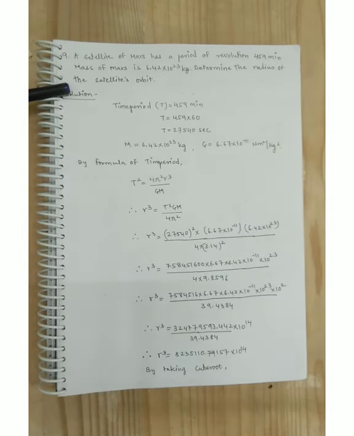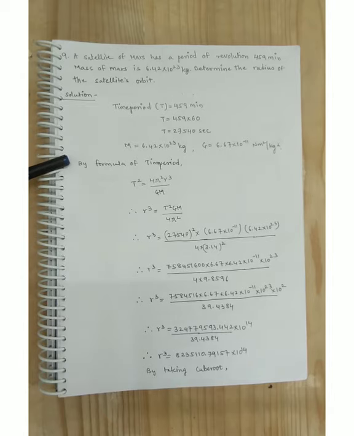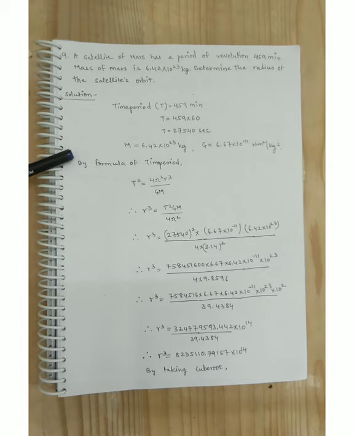Okay, so guys, first of all we take the time period of that satellite, that is 459 minutes. We are converting it into seconds. It means 459 × 60, so the time period is 27,540 seconds. Now the mass of Mars, which is the center for that satellite, is 6.42 × 10^23 kg, and capital G, which you must know, is 6.67 × 10^-11 N·m²/kg².